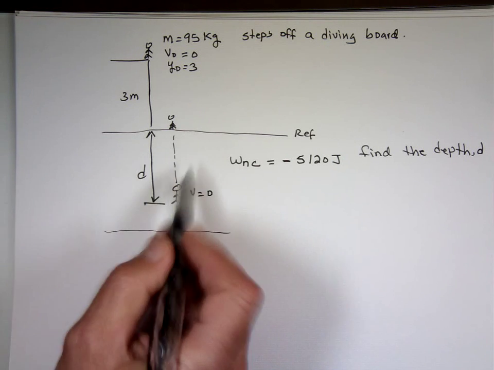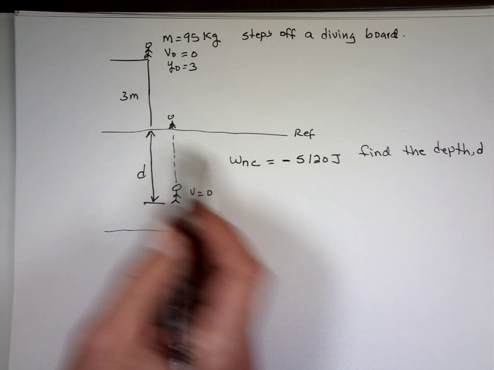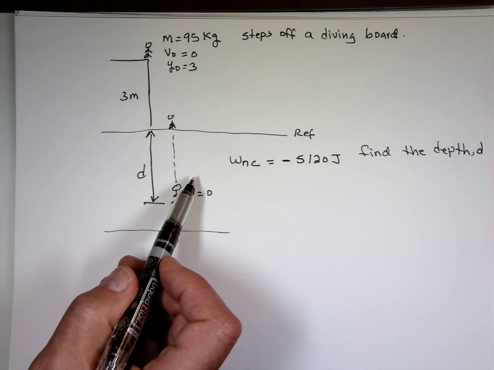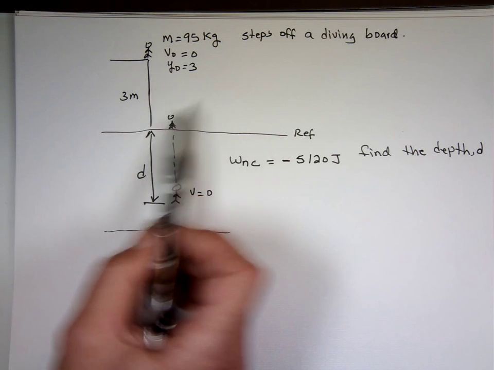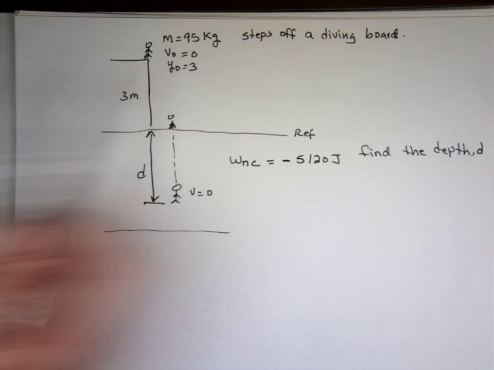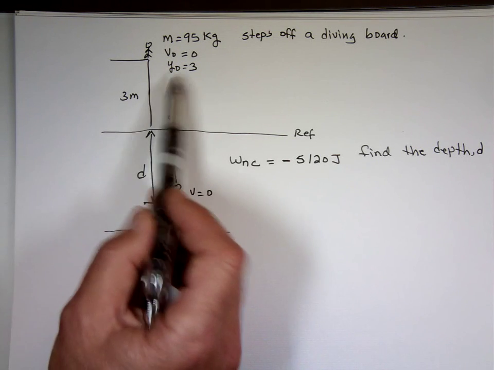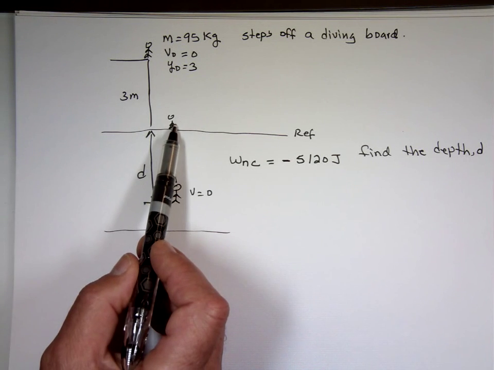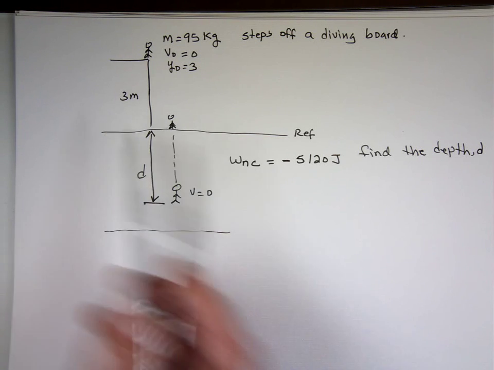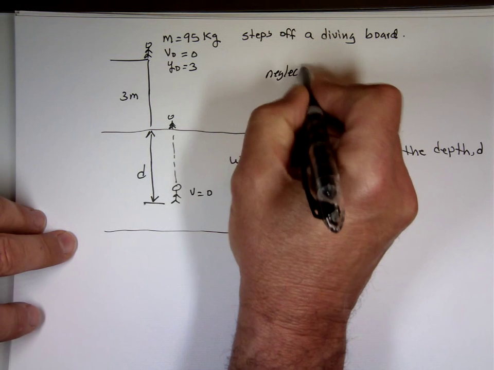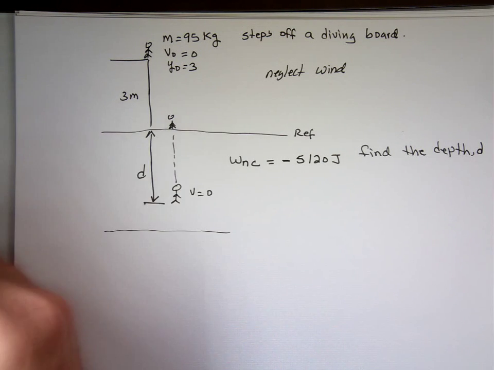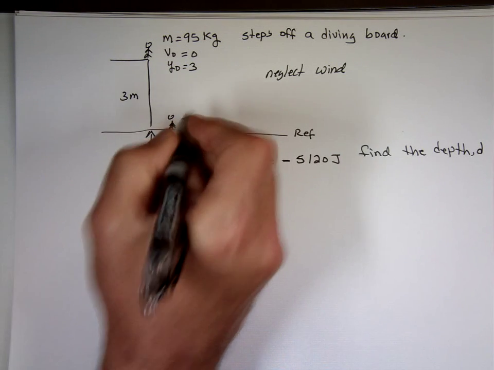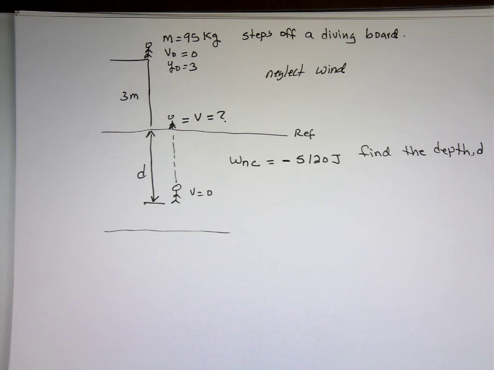Now let's talk about this section here, when he entered the water. I think they're neglecting the wind in this part. If you neglect the wind here, we can find the velocity right before it hits the water. Let's look at the top half of the story. If we neglect the wind, can we find out how fast he was moving right before he hits the water? Can we figure what that is?